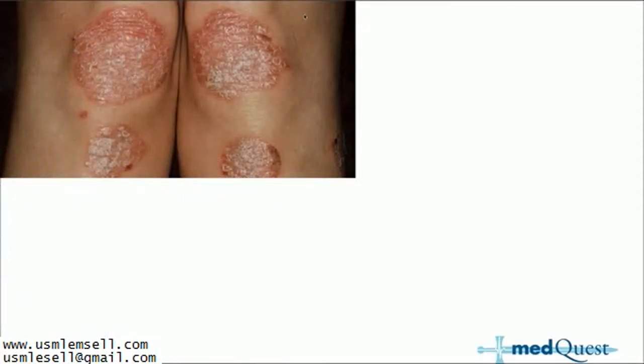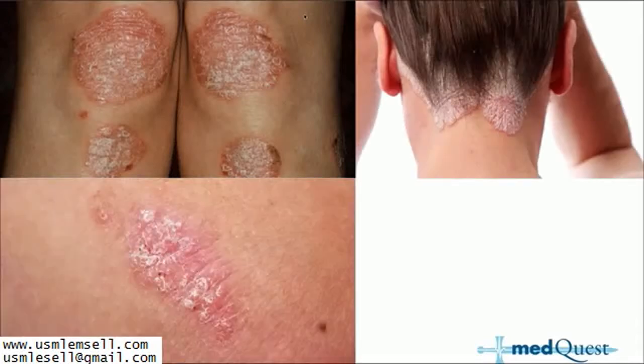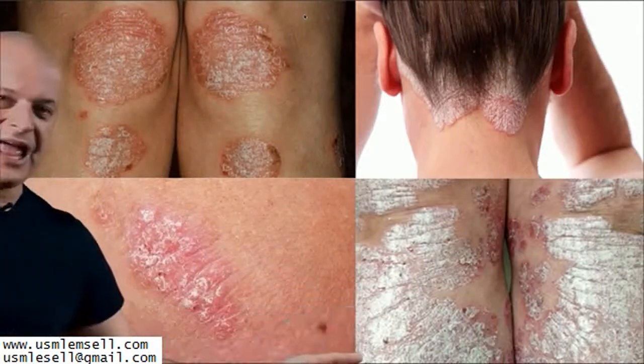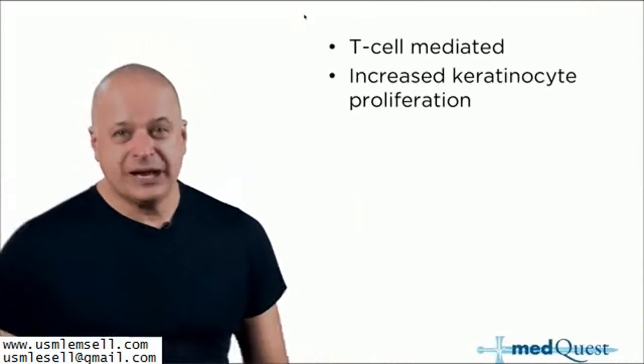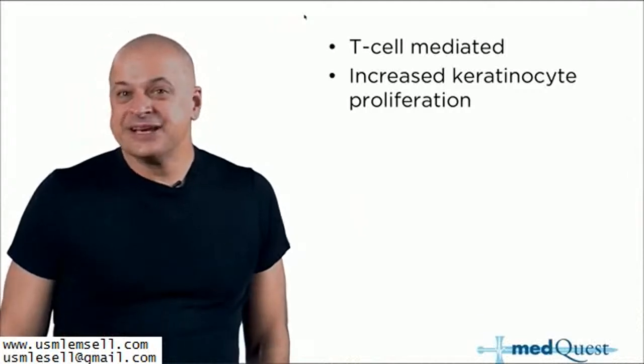What is it? It's on the extensor surfaces. What is it? It's on the back of your neck. What is it? It's Koebner phenomenon. You scrape it and it overreacts. Whoa, look at that silvery, scaly stuff. It's terrible. Oh my goodness. What is it? It's psoriasis.